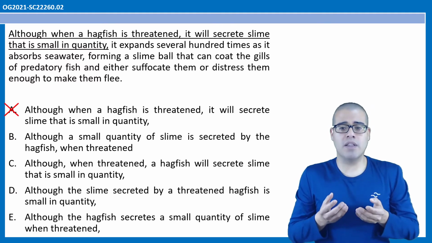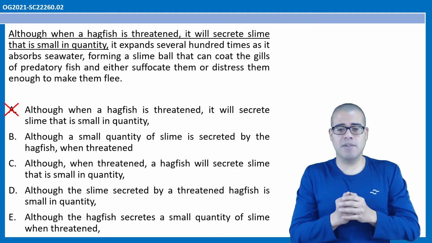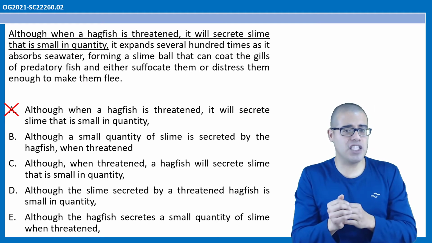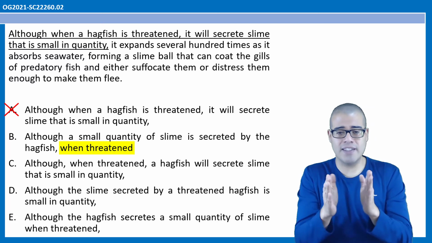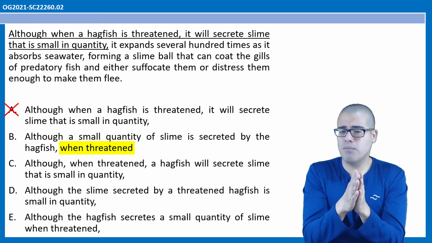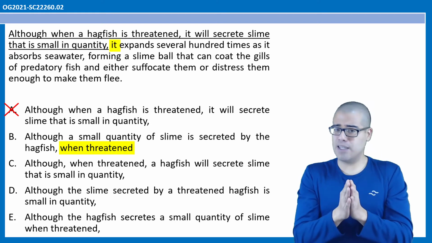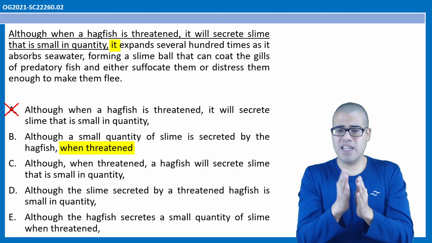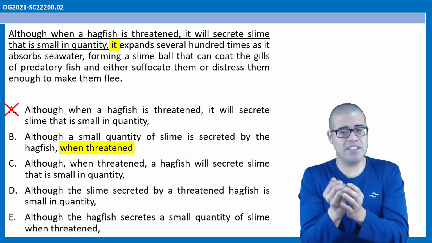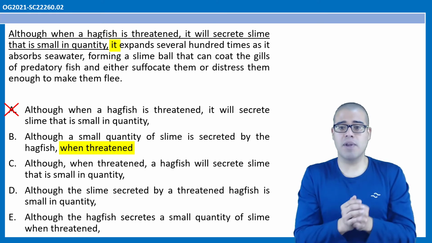Although a small quantity of slime is secreted by the hagfish, when threatened, it expands. Well, I see a modifiers issue there. Because that when threatened, even though it must refer to hagfish, it could also modify it expands. When threatened, it. And that's a problem because it expands. What expands? The slime. Is the slime threatened? No, that doesn't make any sense. So B is also incorrect.